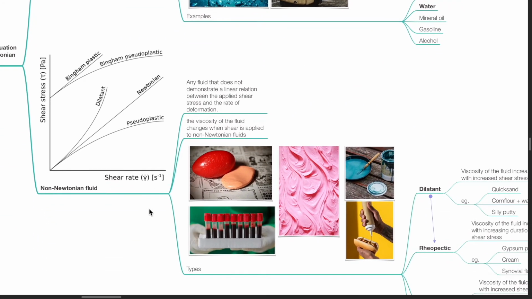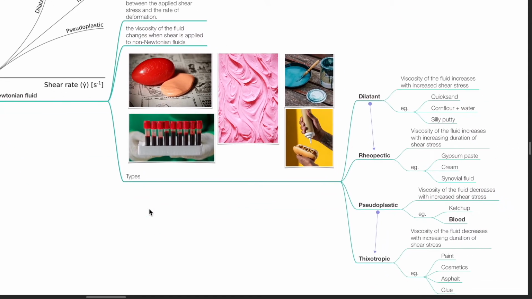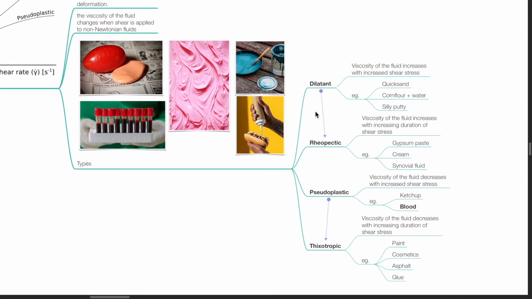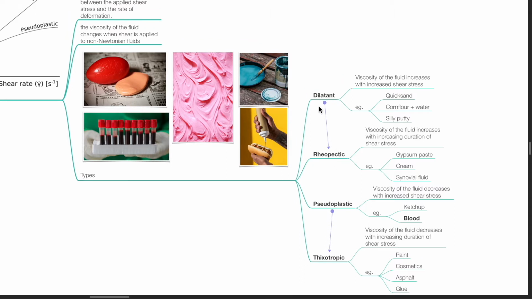A non-Newtonian fluid is any fluid that does not demonstrate a linear relation between the applied shear stress and the rate of deformation. The viscosity of the fluid changes when shear is applied to non-Newtonian fluids. There are 4 types: dilatant, rheopactic, pseudoplastic, and thixotropic. In dilatant fluids, viscosity of the fluid increases with increased shear stress. Examples include quicksand, corn flour plus water, and silly putty.